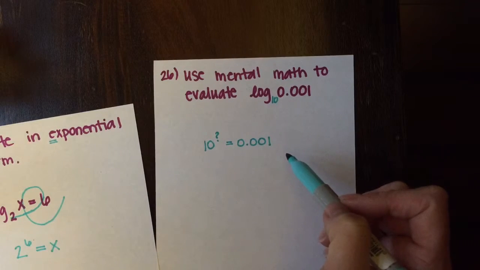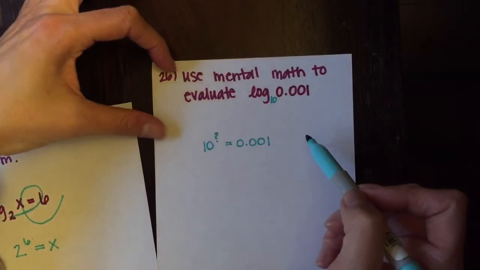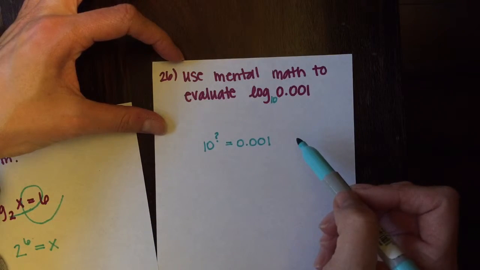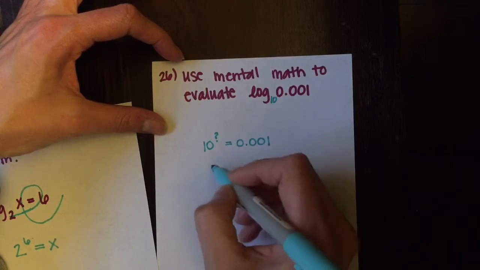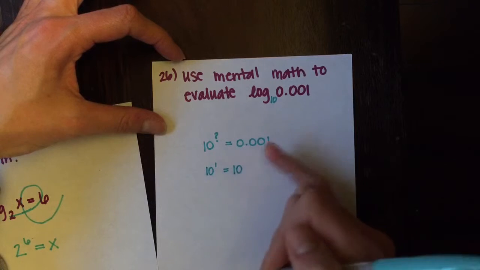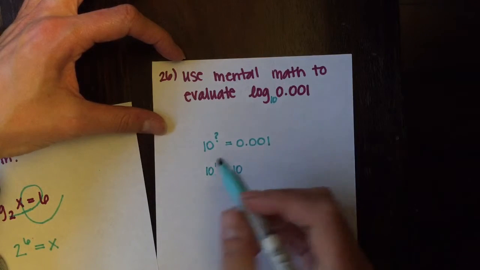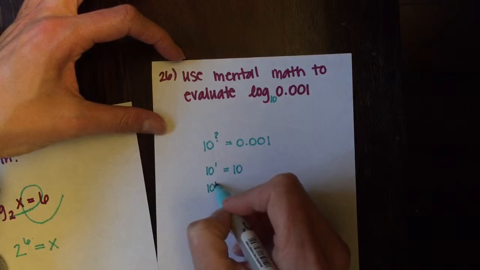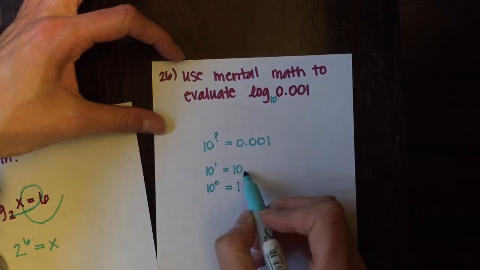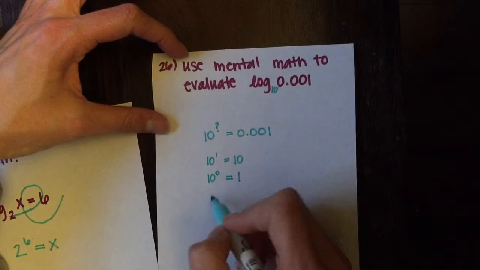I'm going to show you what I would kind of do in my head. So if I started with, I'm going to start counting. So 10 to the 1st power would equal 10. So if I work my way backwards, because I want a decimal, 10 to the 0 power, well, anything to the 0 power is 1. So I've gone back a decimal spot now.